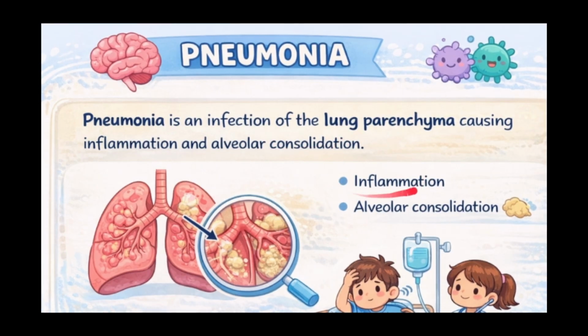So, inflammation is what causes the irritation of the lung, and alveolar consolidation happens when the normal alveolar air sacs that are normally filled with air get filled with inflammatory debris and pus, and this causes difficulty to breathe and impaired gaseous exchange.